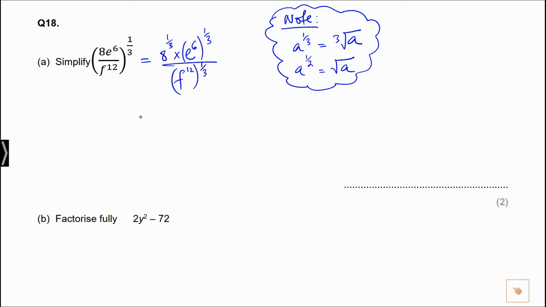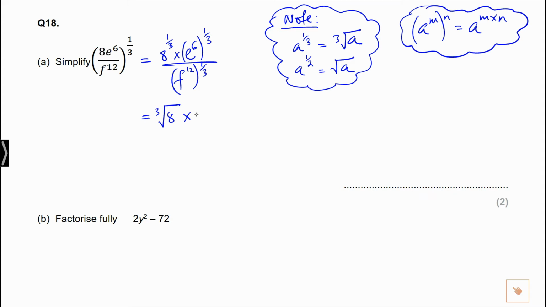So basically, 8 to the power of a third is the same as the cube root of 8, multiplied by, now another thing you have to remember is that a to the power m, to the power n, is the same as a to the power m multiplied by n. Again, that's something that you have to remember from laws of indices. So here we'll have e to the power 6 multiplied by a third over f to the power 12 multiplied by a third. Okay, so we can simplify this further.